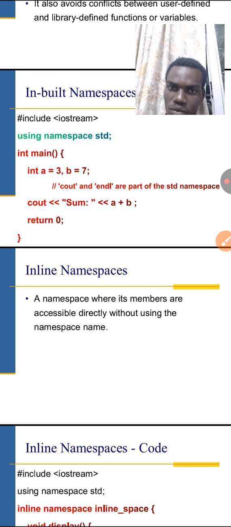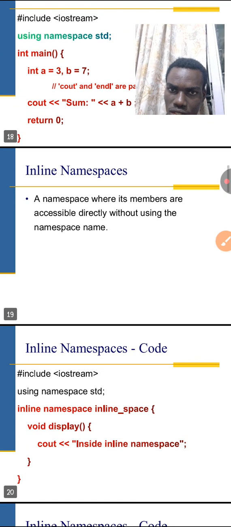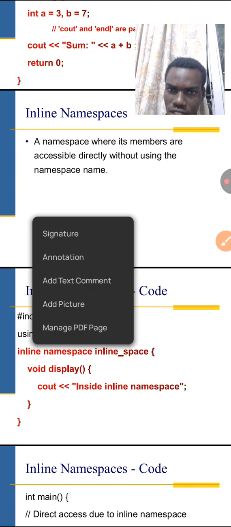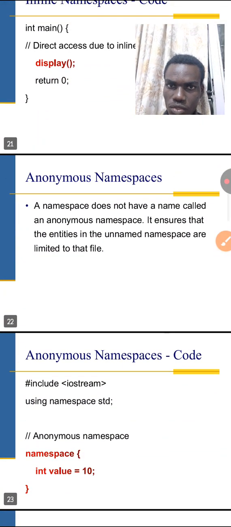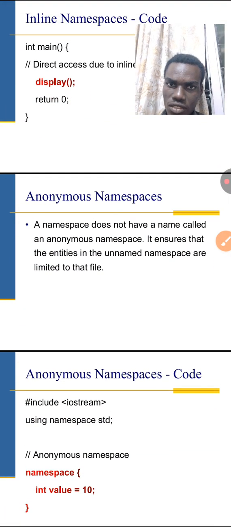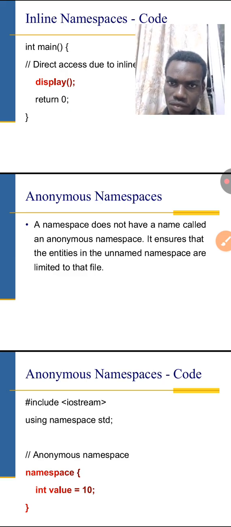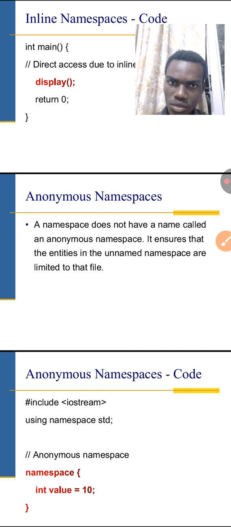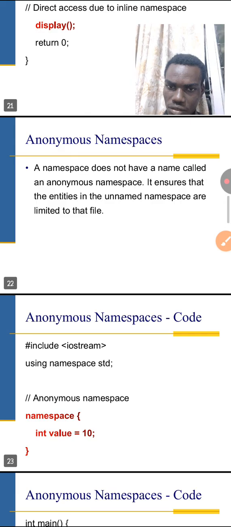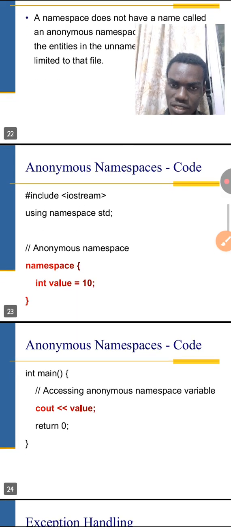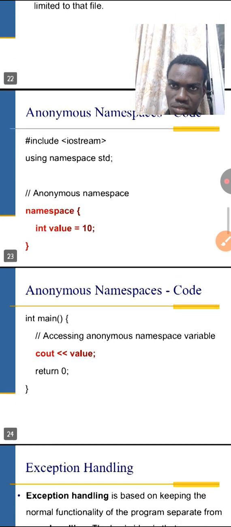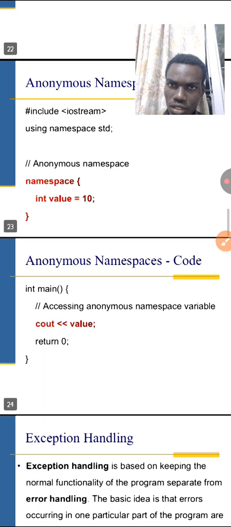Now let's continue with the inline namespace. A namespace where its members are accessible directly without using the namespace name. So you can access it directly without using a namespace name. Let's look at the anonymous namespace. A namespace that does not have a name is called an anonymous namespace. It ensures that the entities in the unnamed space are limited to that file. So it has no name. So here's an example of an anonymous namespace.